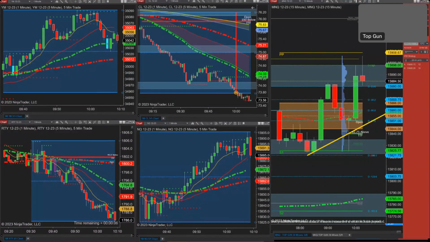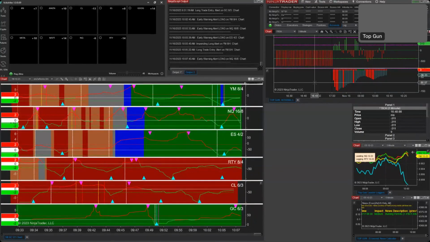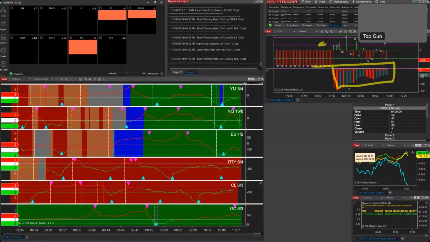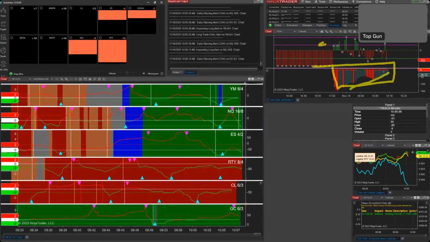So what we haven't looked at here is the internals. I can draw on this chart. We opened up, and this is the advanced decline. We're down, but it's not just down, it's trending up, so it's strengthening. But look at the ticks.